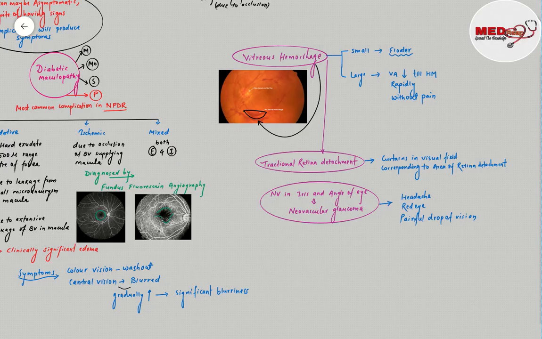So blurring of central vision associated with washed out color vision due to maculopathy, and overnight drop of vision due to the vitreous hemorrhage, are the frequent symptoms in diabetic retinopathy. So if any diabetic person comes with these symptoms, we suspect diabetic retinopathy.